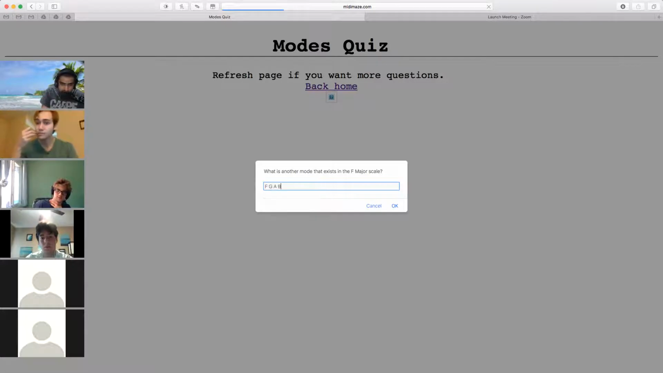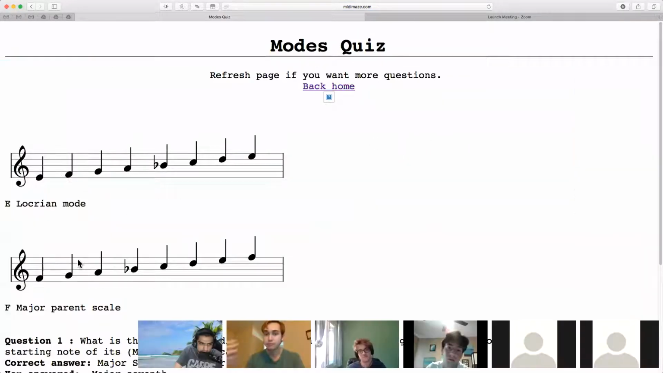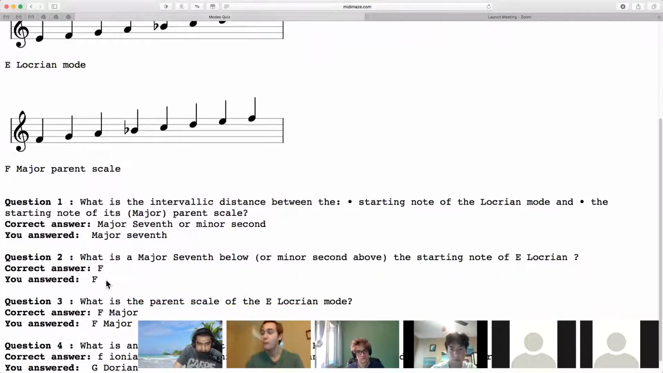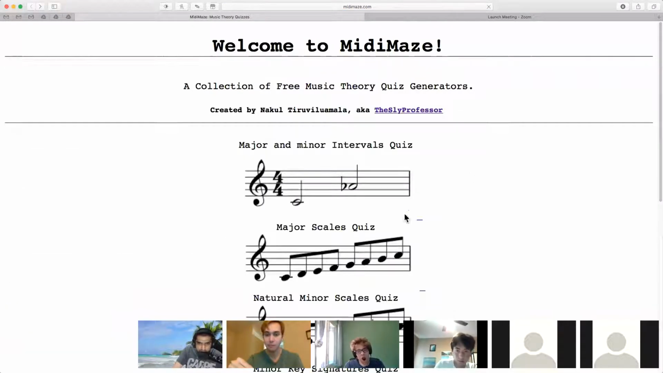Well, remember, these are the notes of the F major scale. If I build a scale starting on G, that would be G Dorian. That's one example, right? I got it correct, and then it shows you the mode: E Locrian mode versus the F major parent scale. You can actually see how this is an inversion of this, right? They both have the same amount of flats, so you can see how this is basically an inverted form of the other. That's ultimately true, right? That tells you all the questions and answers. So you want to do another one? Let's do another one.